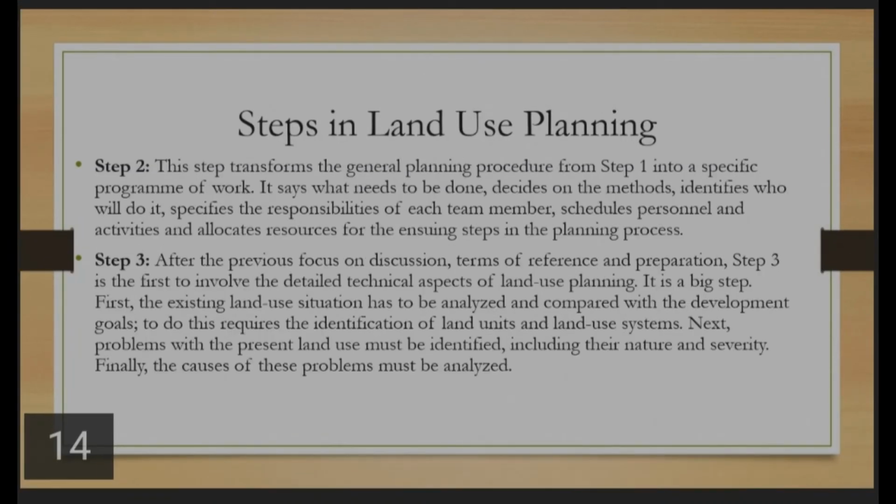Step 2. Organize the work. This step transforms the general planning procedure from step 1 into a specific program of work. It says what needs to be done, decides on the methods, identifies who will do it, specifies the responsibilities of each team member, schedules personnel and activities, and allocates resources for the ensuing steps in the planning process.